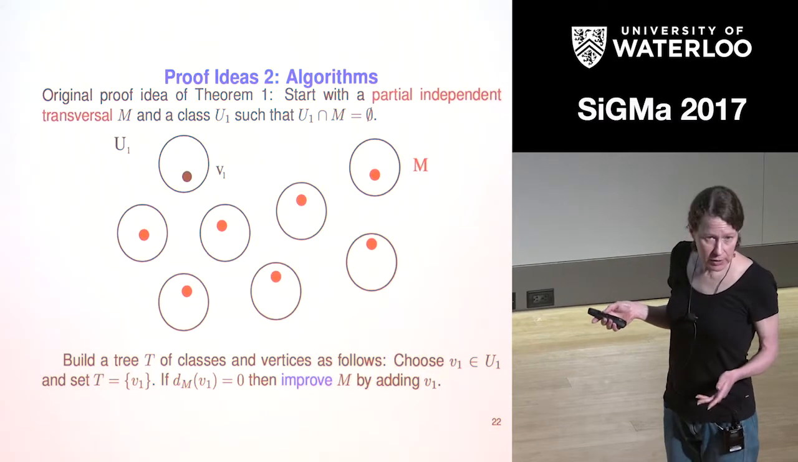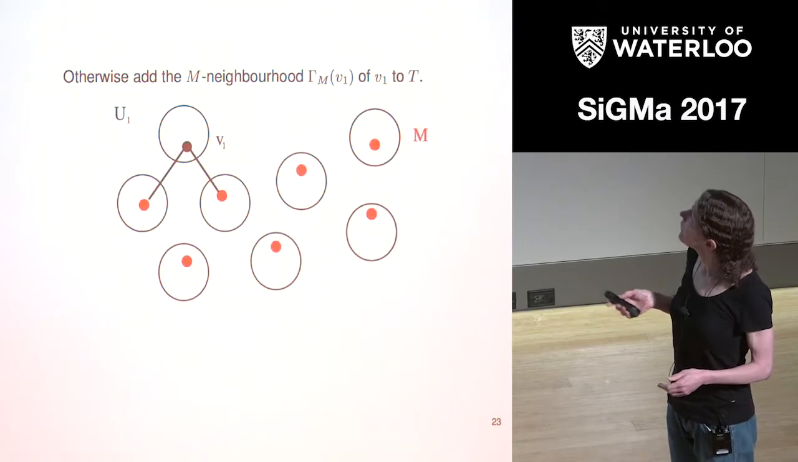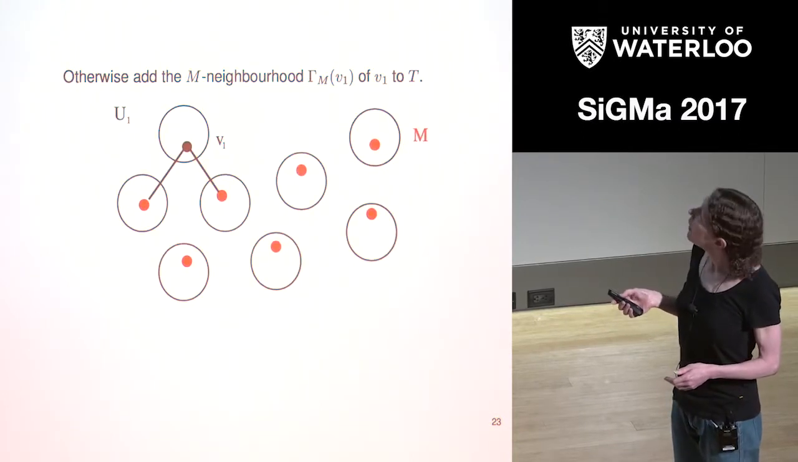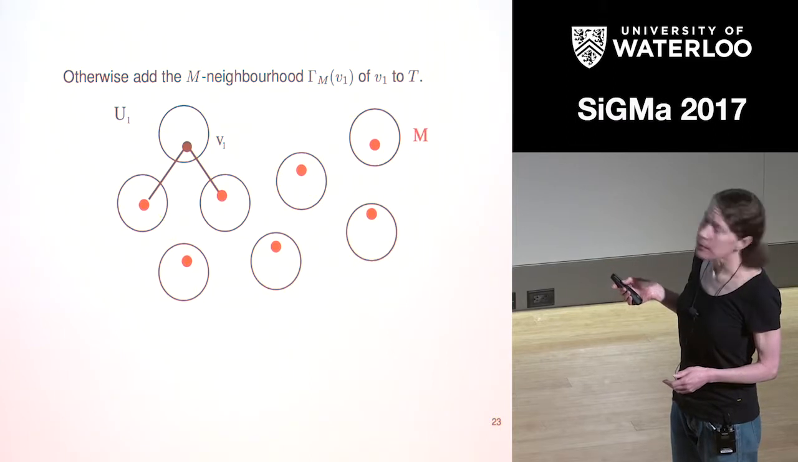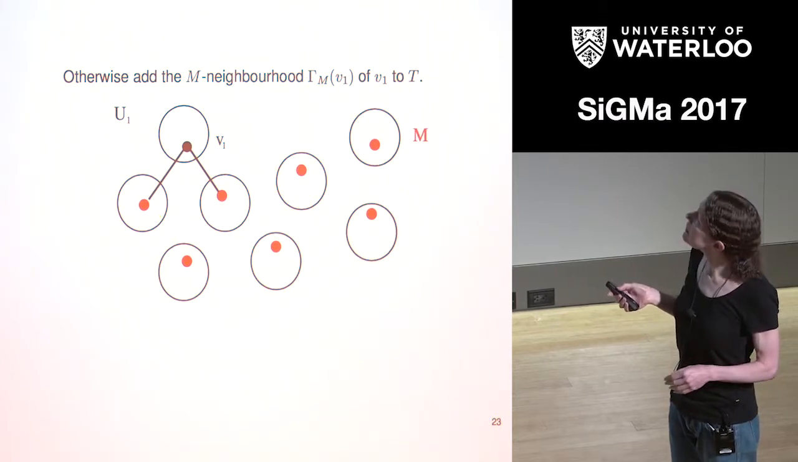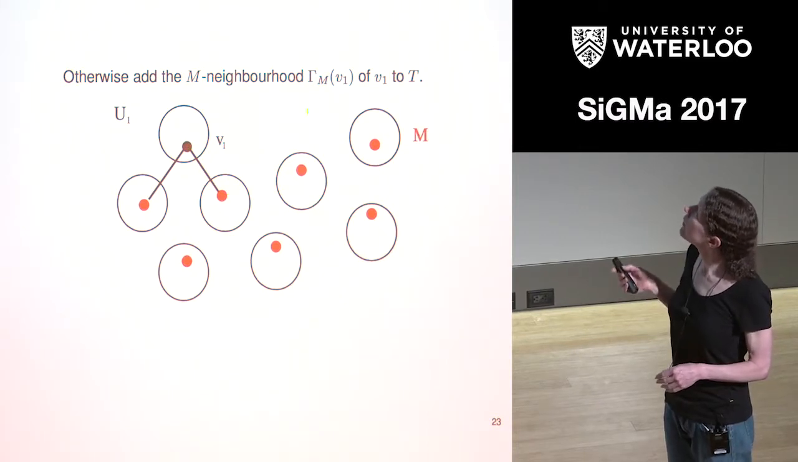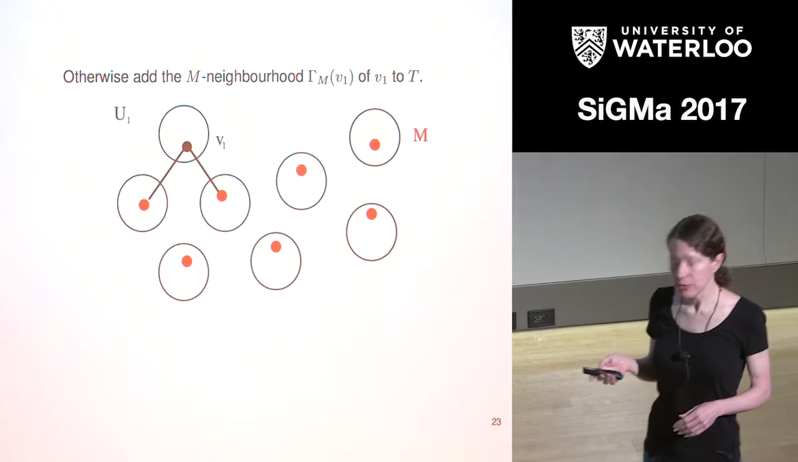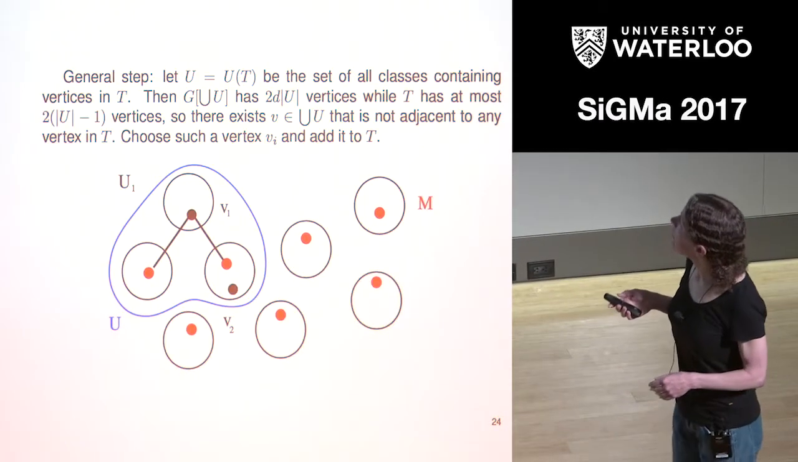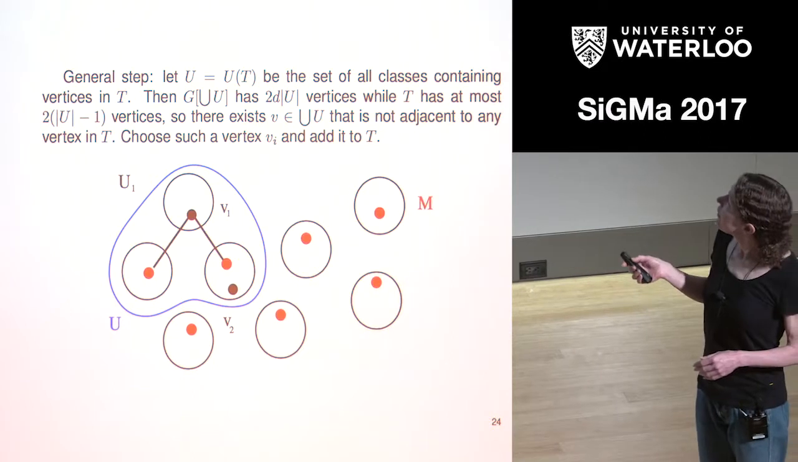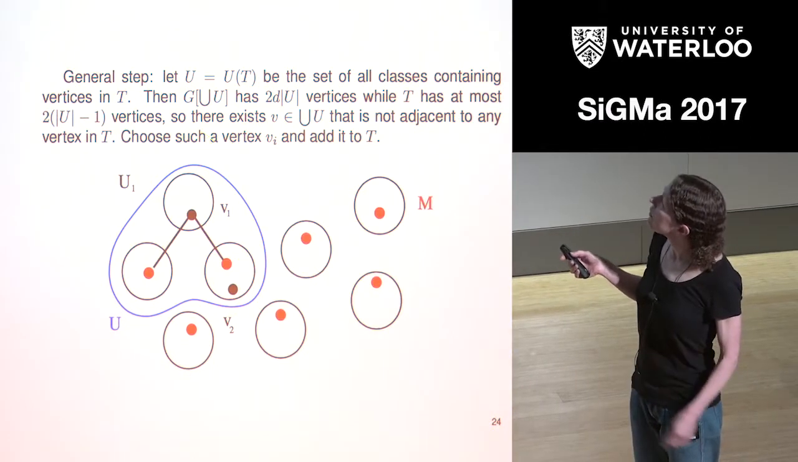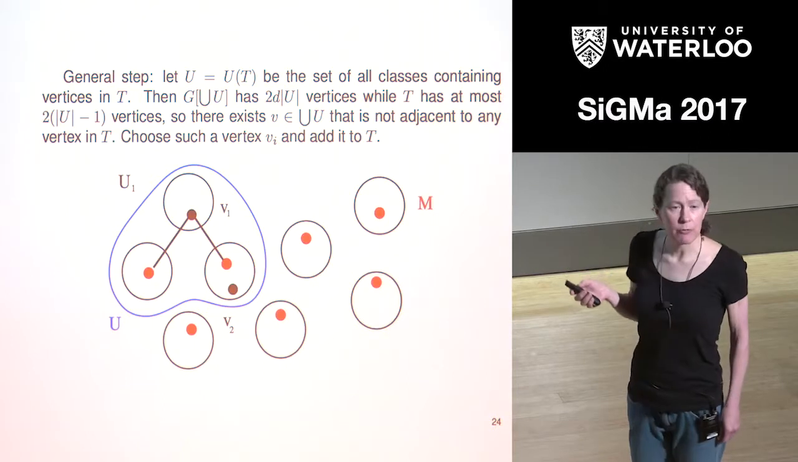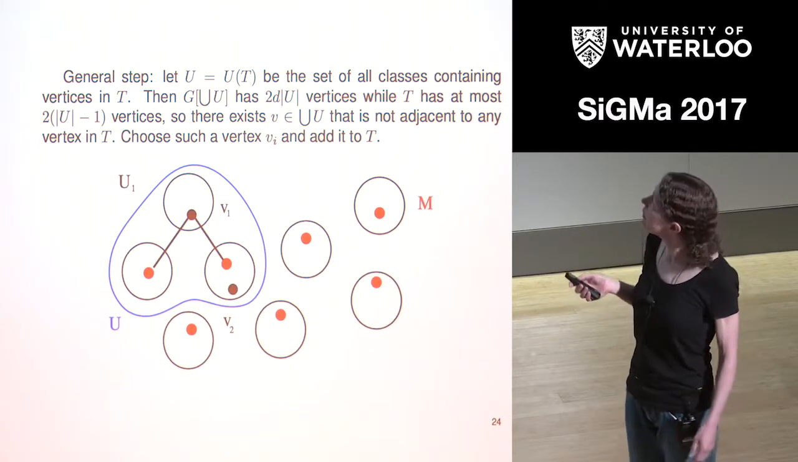Okay, so maybe V1 has some neighbors in M. So there they are. And so otherwise what I do is I'm going to extend my special set T. So I'm going to add to my set T the neighbors of V1 in M. That's the neighborhood here. The neighborhood of V1 in M, I put this into T. Okay, now my next step, which is also the general step, I look at what I have so far. Here's what I have so far. And I look at the set of all the classes that are involved in my tree T so far. Here they are, U.